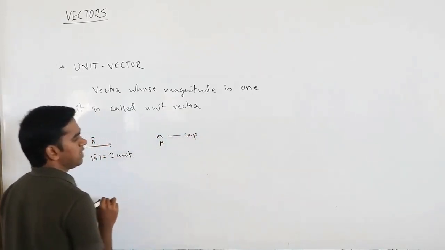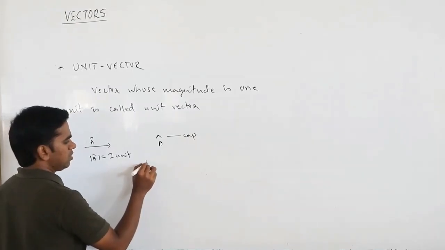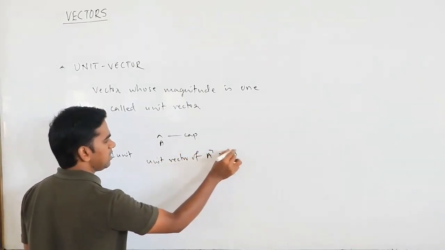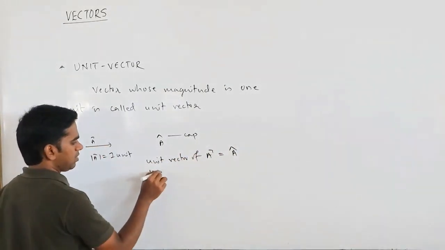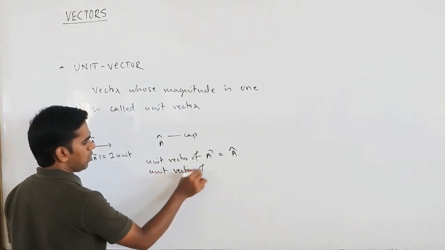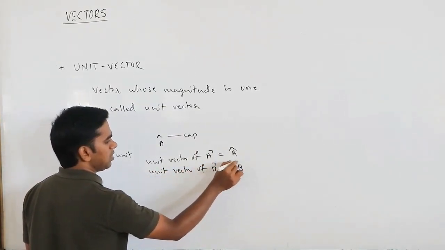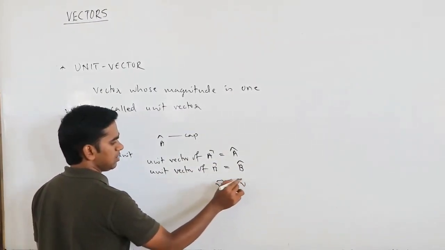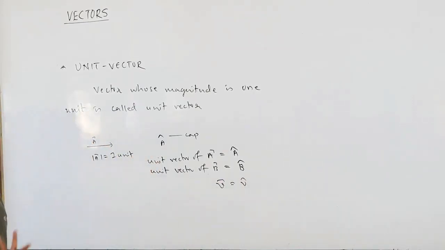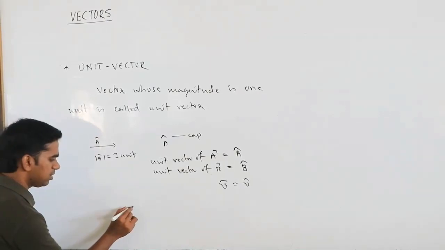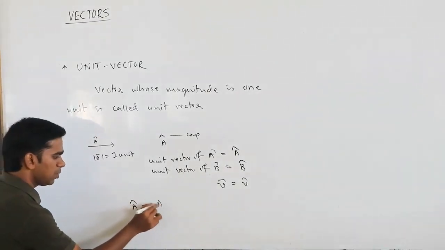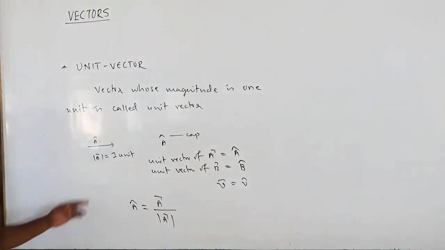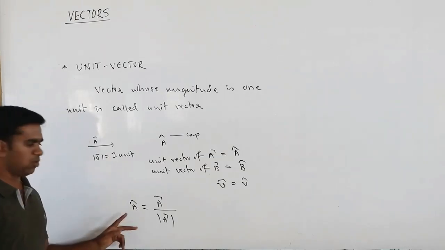So you can simply call it as the cap. So a cap, the unit vector of A, you can write it as a cap. Or unit vector of B, we can call it as B cap. Unit vector of velocity, what you can write? V cap. So what is a cap, b cap, v cap? Unit vector A cap means vector A divided by magnitude of vector A.